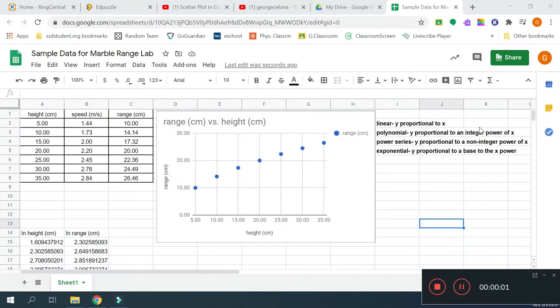Hi folks. In this video, we're going to talk about trend lines in data. So we're going to talk about how to create a trend line in Google Sheets and also different types of trend lines and why you would be looking for one.